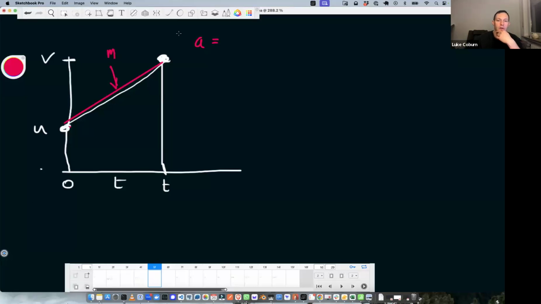For m, m is equal to y2 minus y1 over x2 minus x1. So I need 2 points. This here is the point 0 and u, so t is the x. The x value of this point here is 0, and the y value is u, and then the other point is t and v. So y2 minus y1 is v minus u, over t minus 0.